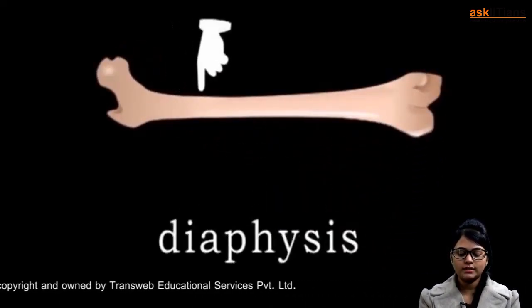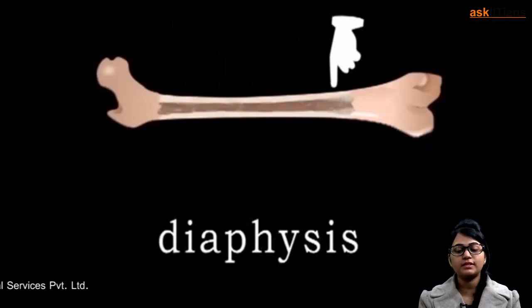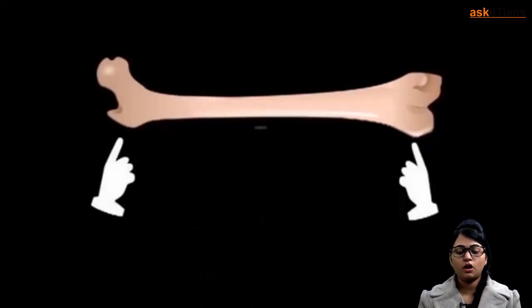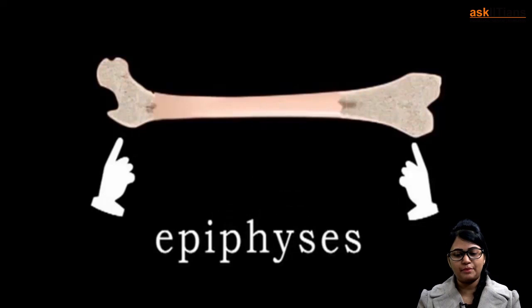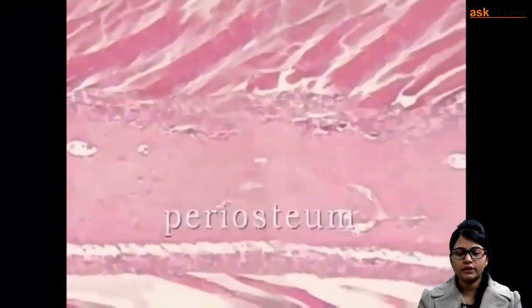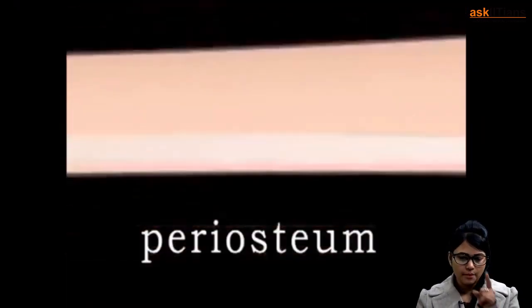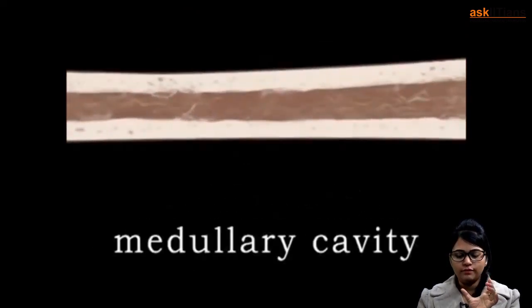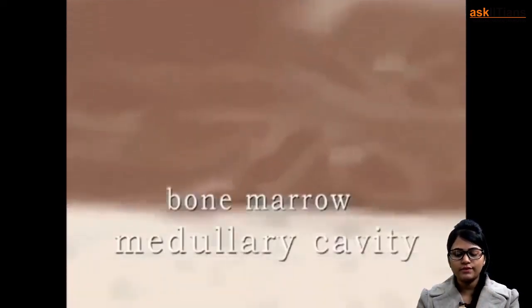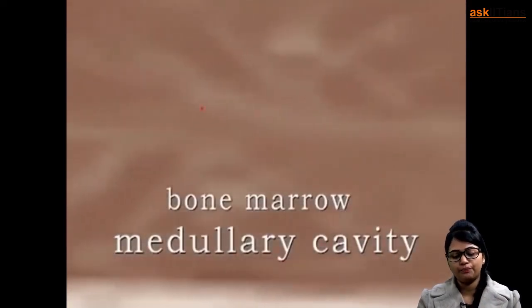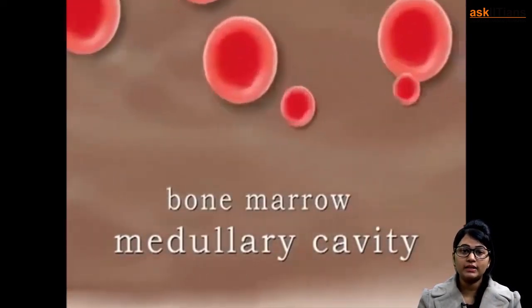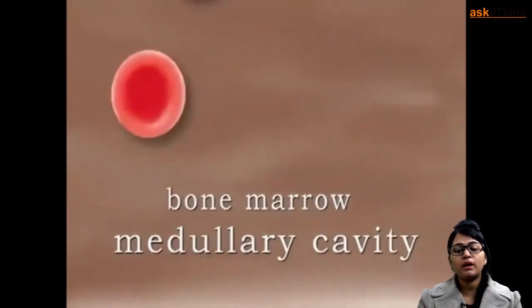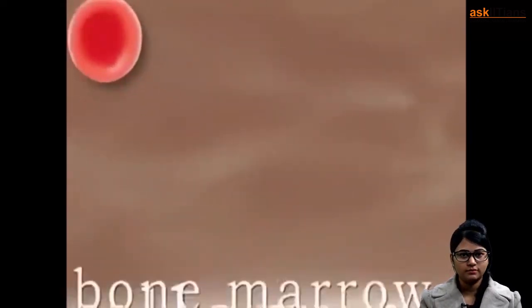A typical long bone has a main shaft called the diaphysis, composed of compact bone, and 2 ends called epiphysis, composed of cancellous bone. The main shaft is covered with a membrane of living cells called the periosteum, to which muscles and tendons attach themselves. Inside the main shaft, you can see a cavity, the medullary cavity, which contains bone marrow. Bone marrow stores fat, produces blood cells, and plays an important part in the immune system of the body.